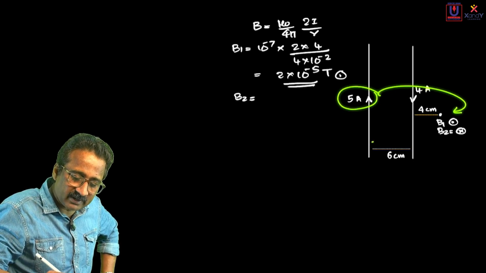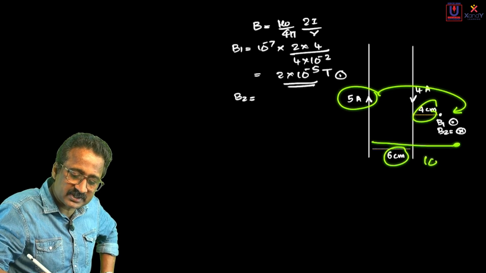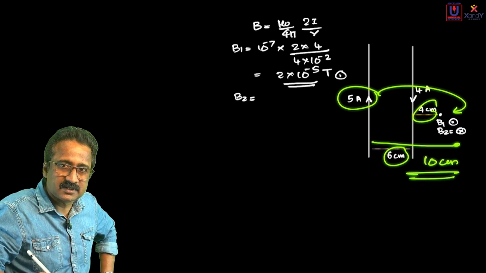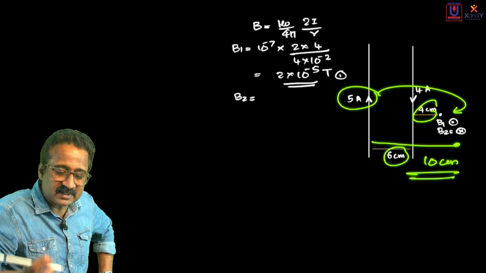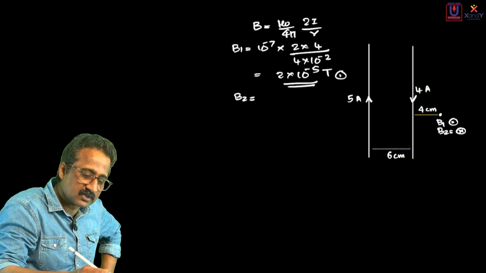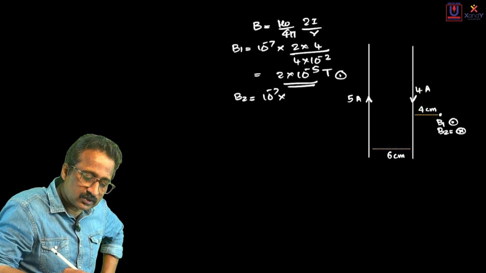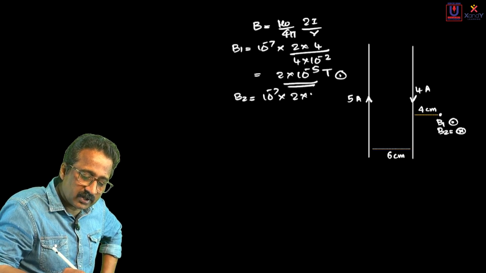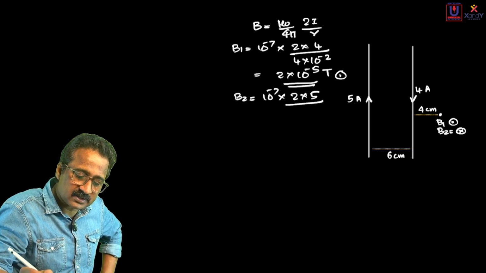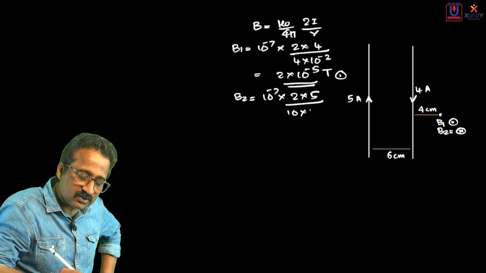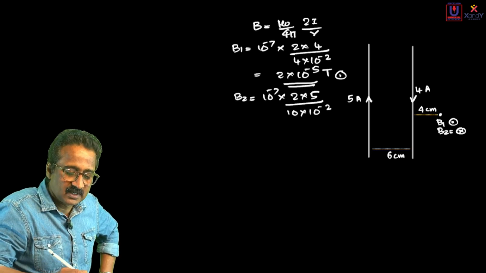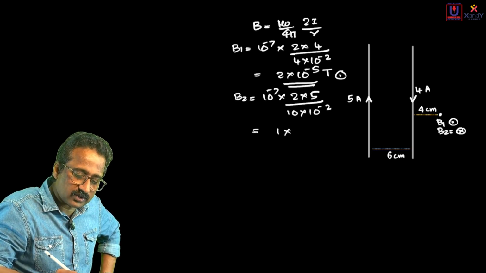Now from 5 ampere, the distance to the point is actually 6 plus 4, which is equal to 10 centimeter. So the point is 10 centimeter away from 5 ampere. While putting values, you must be extremely careful. 10 raised to minus 7 into 2I, I is 5 ampere, divided by the distance r, 10 centimeters, so 10 into 10 raised to minus 2. This is going to give you 1 into 10 raised to minus 5 Tesla. That is the field inward at the point.